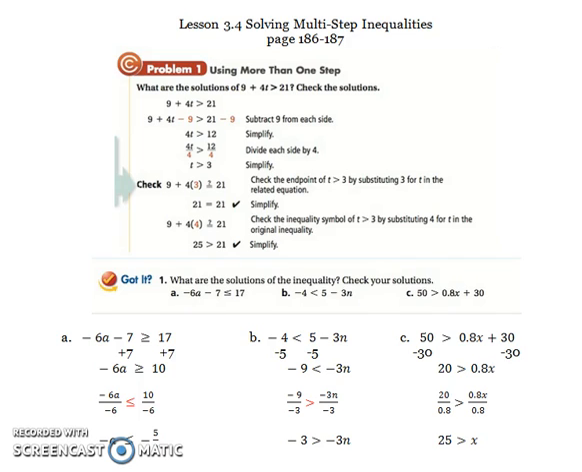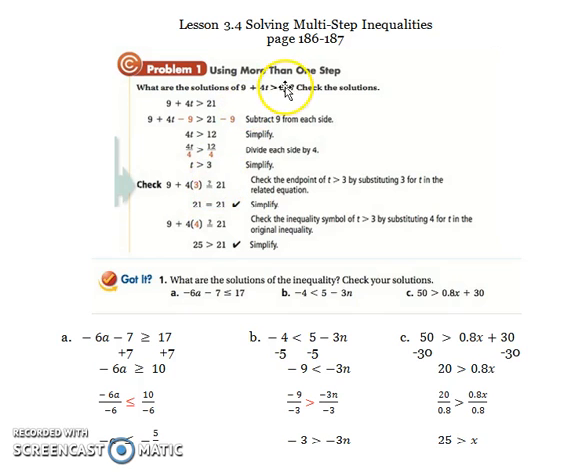So for example, the one they show you, 9 plus 4t greater than 21. If that was an equal sign, you're going to do exactly the same thing. So we're going to have to subtract 9 from both sides. Then we're going to have to divide both sides by 4, which leaves us with t greater than 3.